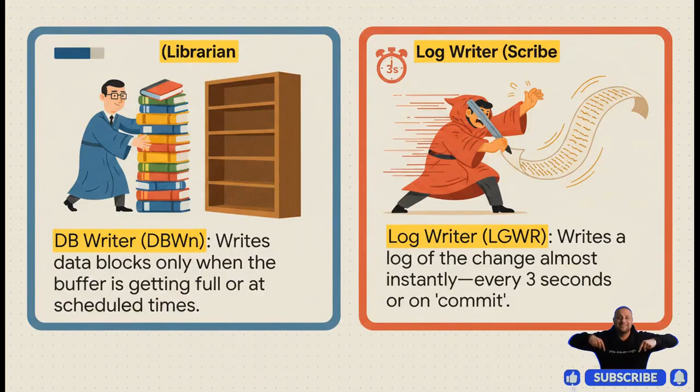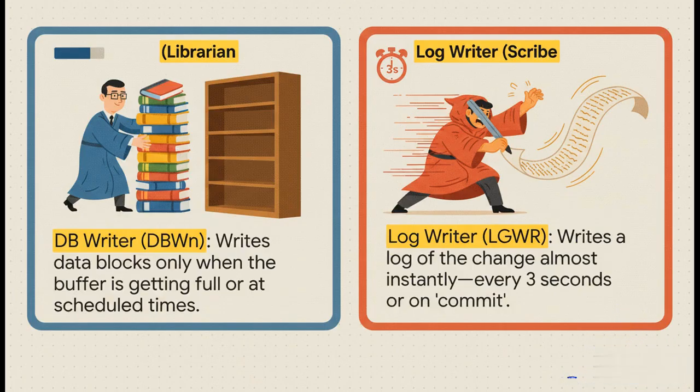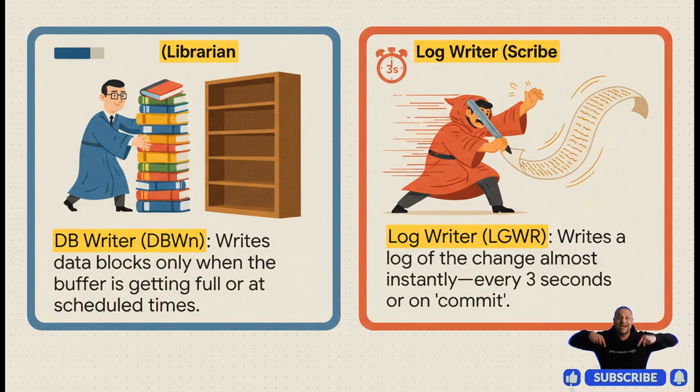On one side, you've got the database writer, or DB writer. Just think of it like an efficient librarian. It's lazy in a smart way. It waits until there's a decent pile of books before it goes and shelves them all at once. It only writes when the buffer gets full or at specific times. But then you have the log writer. This guy is our aggressive scribe.